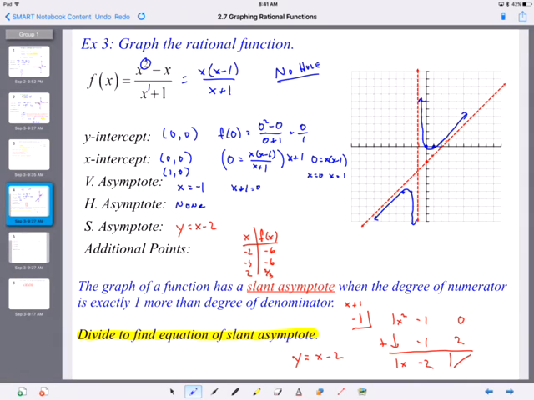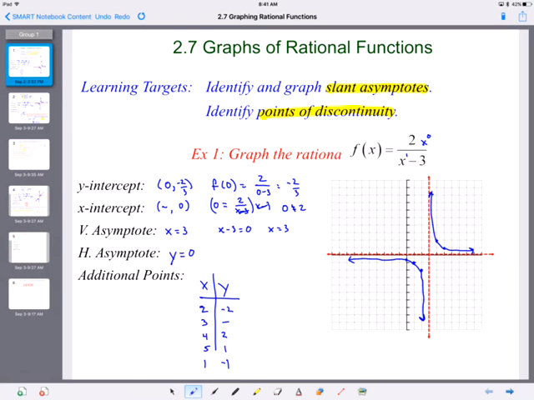And there you go. So you can take a look at that on your calculator and see what that looks like. Maybe get another point somewhere to the left of negative 1 to get a little bit more accurate graph. But that's how you identify your slant asymptote. So we've kind of gone through and identified how to find slant asymptotes now, how to find points of discontinuity when they occur.